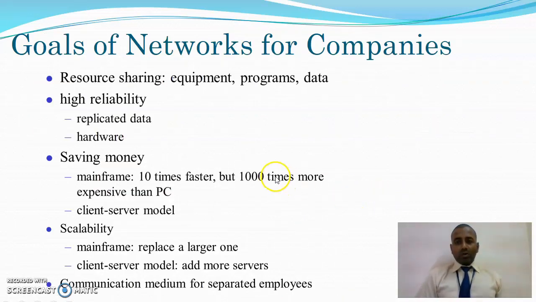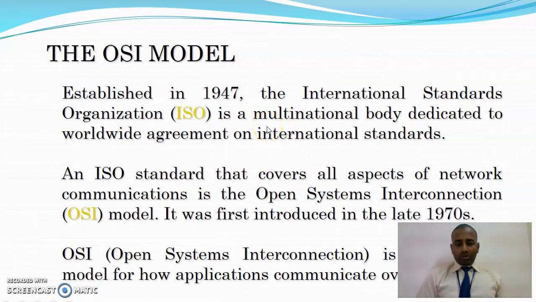Okay, these are all the goals of networks for companies: resource sharing, high reliability, saving money, scalability, and a communication medium for separated employees. So there are a lot of advantages to using a network, especially for companies and all, right? So now let's start with the OSI model. I already said the OSI model is important, right?